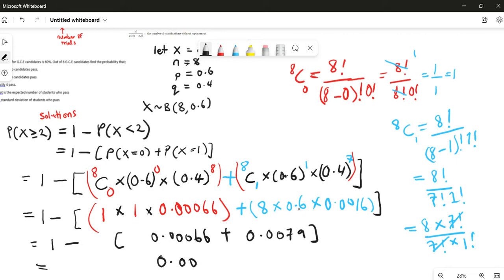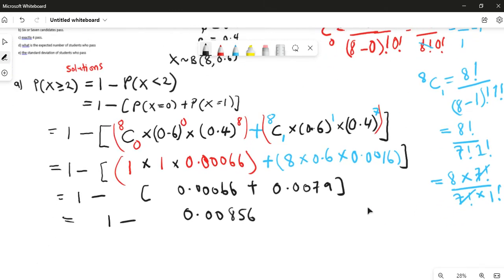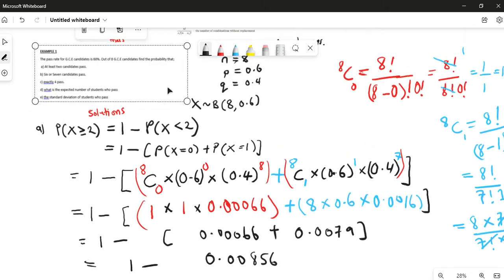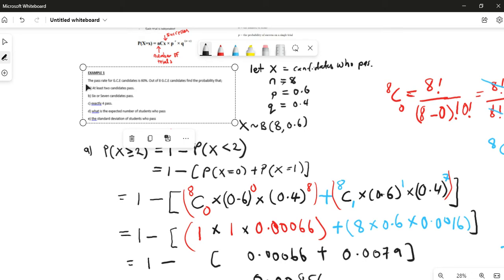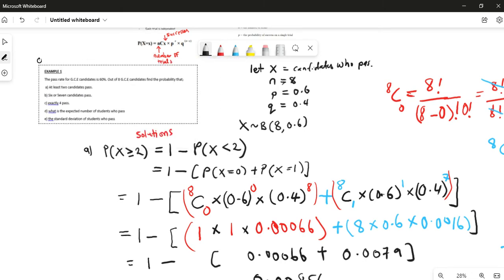I'm going to say 1 minus 0.00856. We get 0.99144. We can just leave it at 0.99. So this is the probability that at least two students pass, as they asked us here, what is the probability that at least two candidates pass, and that is our probability. Let me just enlarge the question. We go to the next part of the question.